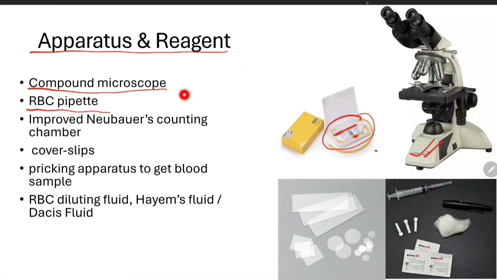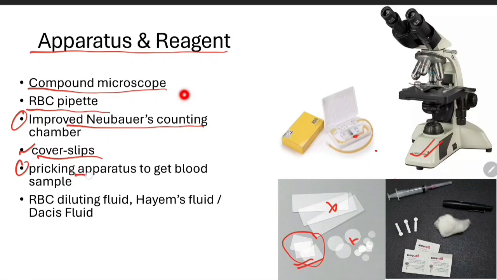Then we have the improved Neubauer's counting chamber. Again, this is the improved Neubauer's counting chamber. Then the cover slip. So we are going to use this cover slip, not this one, this one here. Then a pricking apparatus to get a blood sample. Yes, we can use a sterile syringe, or we can use the lancet to prick the finger and take out the blood. For that we can use this instrument for pricking.